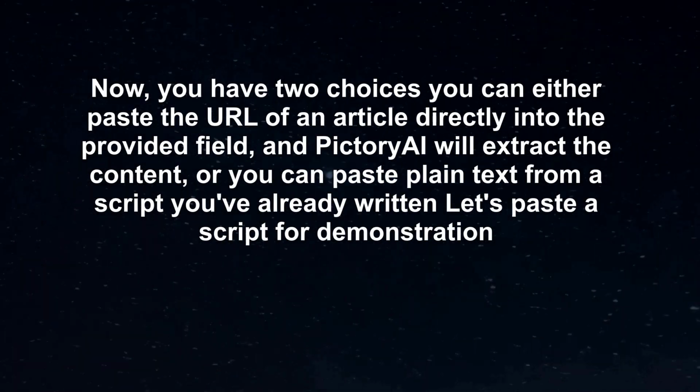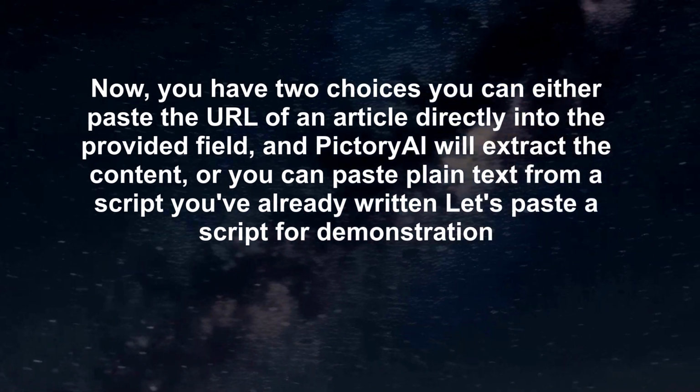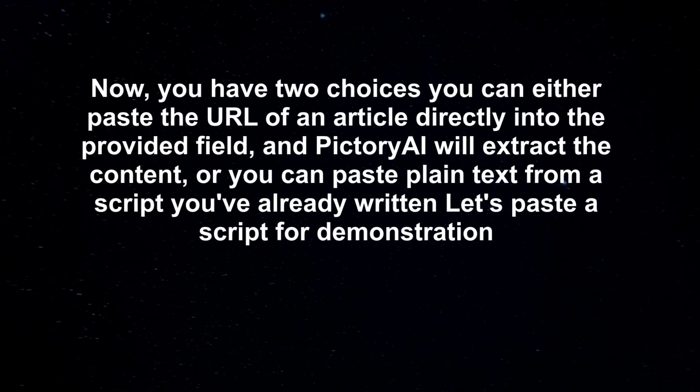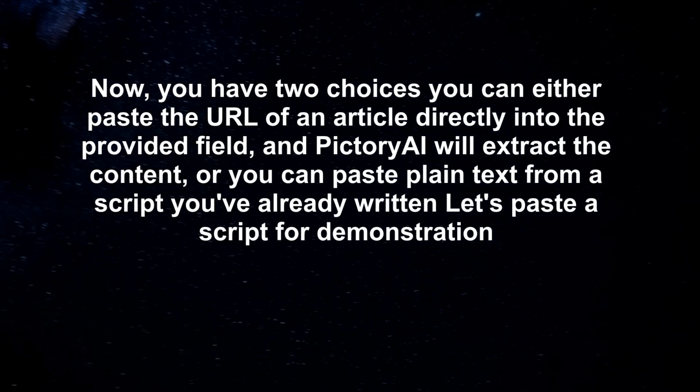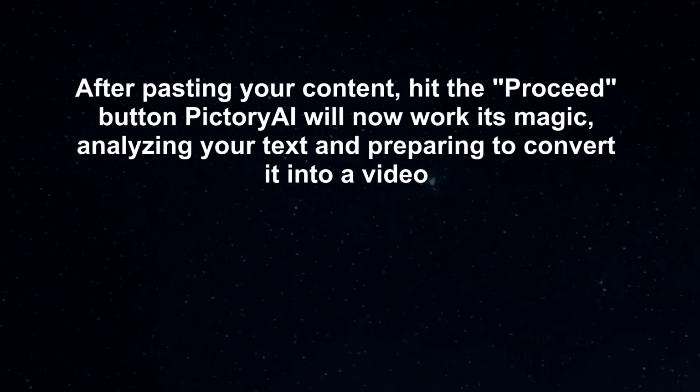Now you have two choices. You can either paste the URL of an article directly into the provided field, and Pictory.AI will extract the content, or you can paste plain text from a script you've already written. Let's paste a script for demonstration. After pasting your content, hit the proceed button.